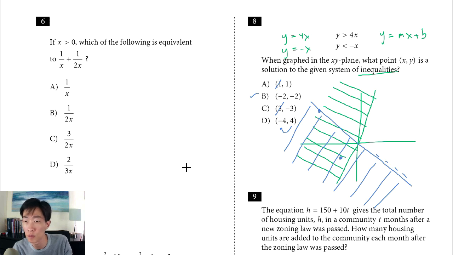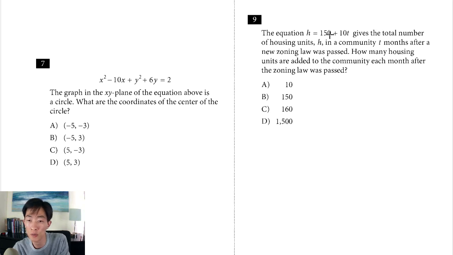to be B. Question 9, the equation h equals 150 plus 10t gives the total number of housing units in a community t months after a new zoning law was passed. How many housing units are added to the community each month after the zoning law was passed? So just by looking at the equation, if t is the number of months, as each month changes by 1, you're going to multiply that by 10, so you're going to get 10 new housing units every month. And so automatically the answer I know is A.